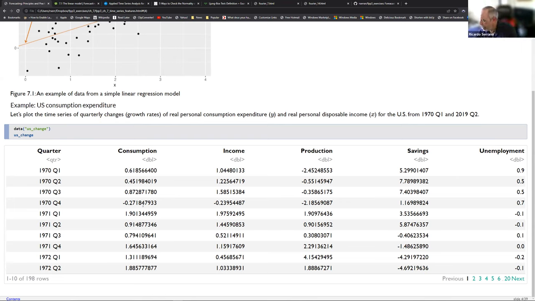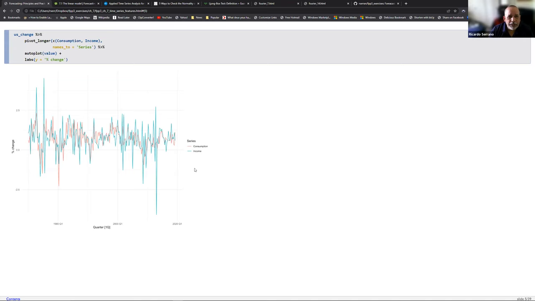Okay. So that's our data set. One of the first things that we have to do is plot our time series. We're going to plot the time series by that period, from 1970 to 2019. But also we want to take a peek at the other time series, that is income.